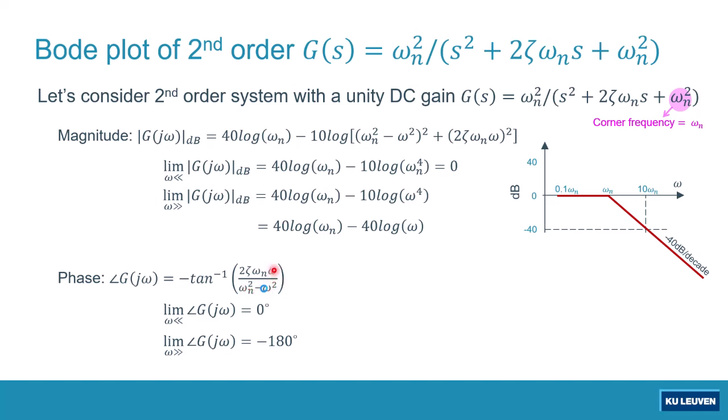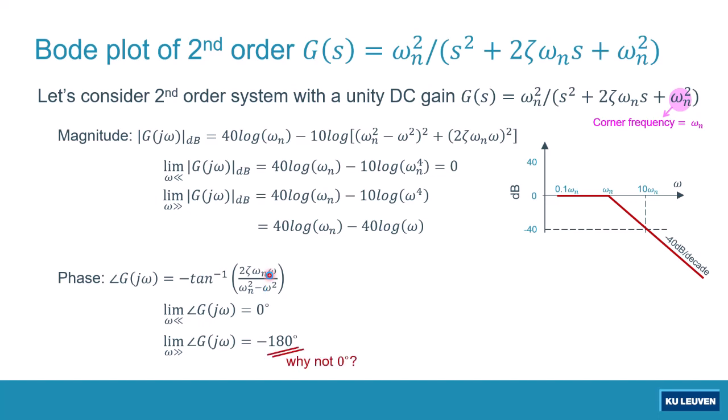But look at it now. We have 2 zeta omega n omega divided by minus omega squared. I can neglect omega n squared, as I have already mentioned before. So I have 2 zeta omega n omega divided by minus omega squared. Then omega means nothing compared to minus omega squared. Something divided by a very large number tends to be 0. Inverse tangent of minus 0 will then be equal to minus 180 degrees.